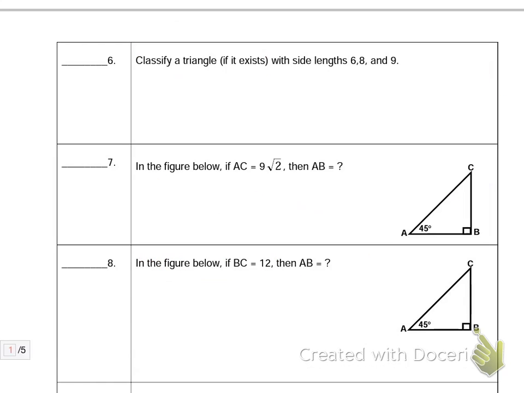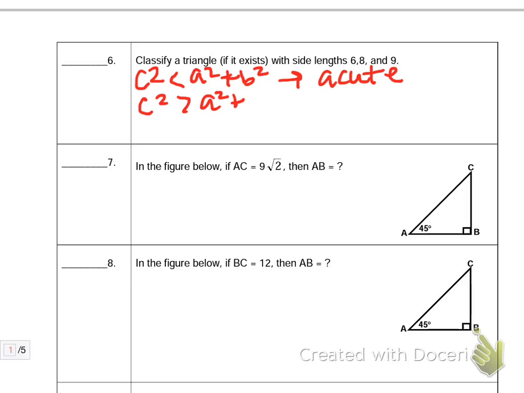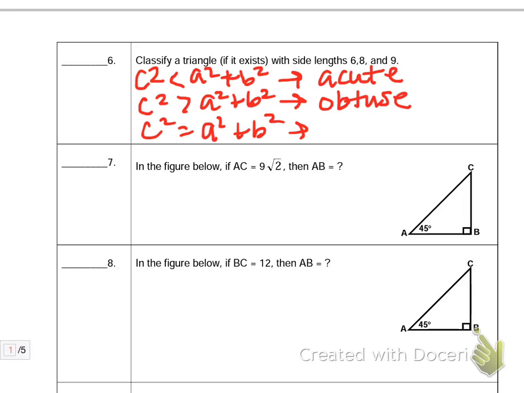Number 6. Classify a triangle if it exists with the sides 6, 8, and 9. In this problem, there are a few properties that we need to know, so I'm going to write them down. If C squared is less than A squared plus B squared, then we have an acute triangle. If C squared is greater than A squared plus B squared, then we have an obtuse triangle. And last, if C squared is equal to A squared plus B squared, then we have a right triangle.